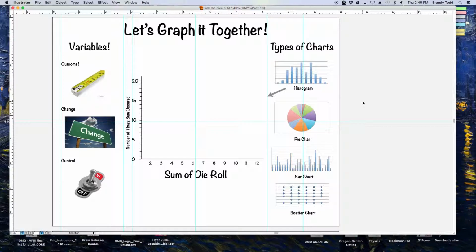And then talk with them a little bit about what did they predict. Does that look like what they expected? It does. Does it not? Why do they think it might be different from what they expected? What do they think would happen if we rolled the dice even more?